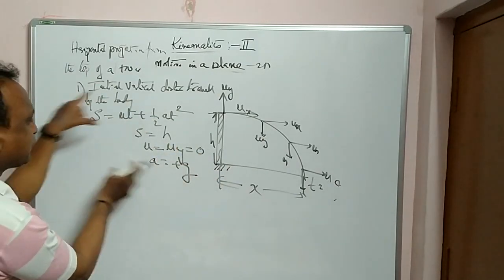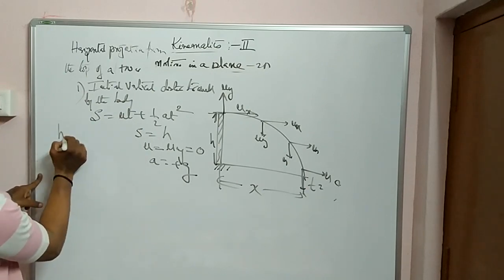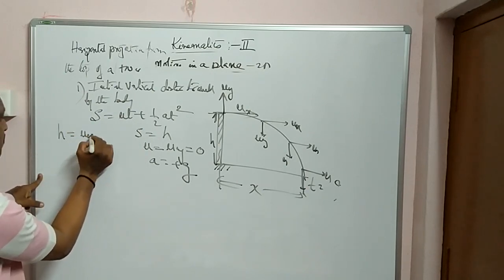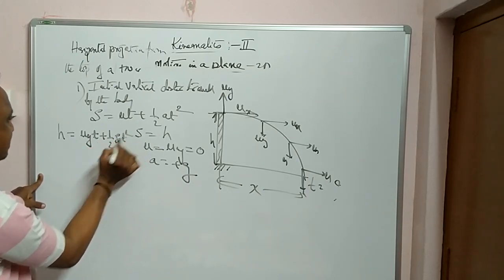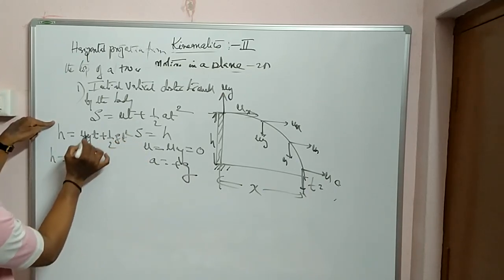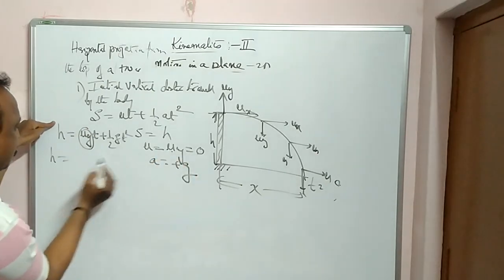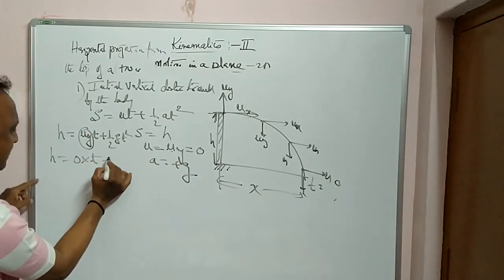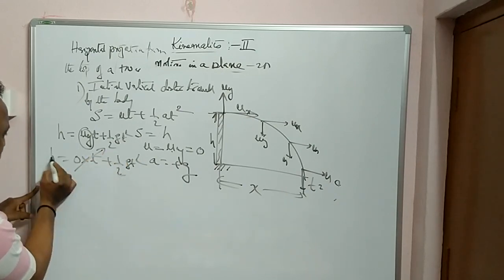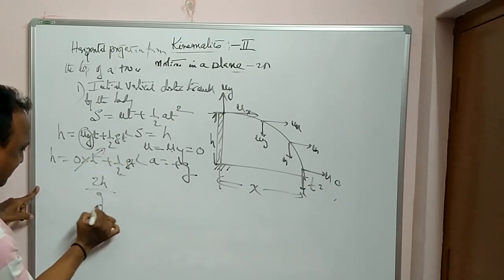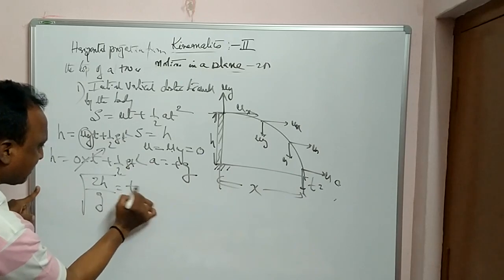So let us substitute all these values here. h is equal to uy into t plus half g t square. What is uy? The initial vertical component is 0. So h is equal to 0 into t plus 1 by 2 g t square. This is 0. So under root 2h by g is equal to t.